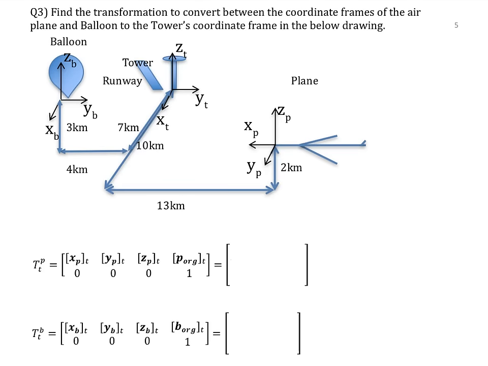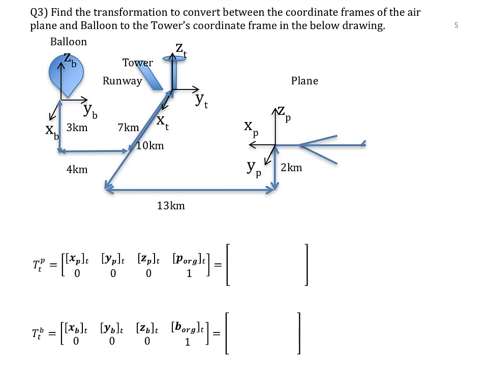On to question 3. The question asks, find the transformation to convert between the coordinate frames of the airplane and balloon to the tower's coordinate frame in the drawing below. So we want to go from the plane to the tower and from the balloon to the tower. We're going to move coordinates from those two perspectives to the tower's perspective because he's trying to figure out where the plane and the balloon are. So let's first look at our plane.